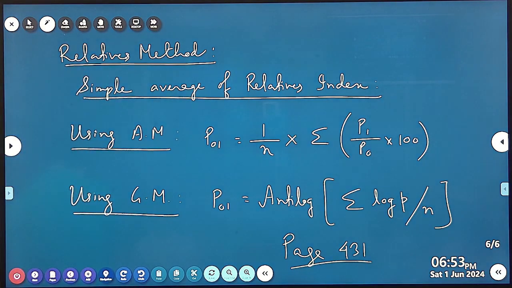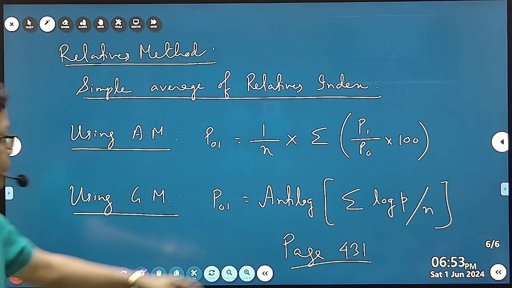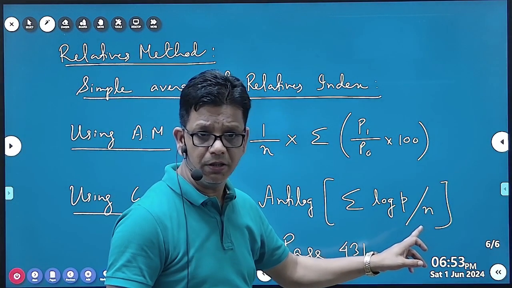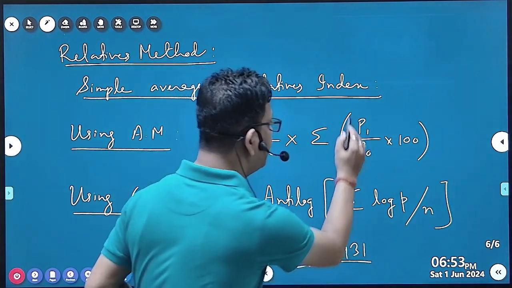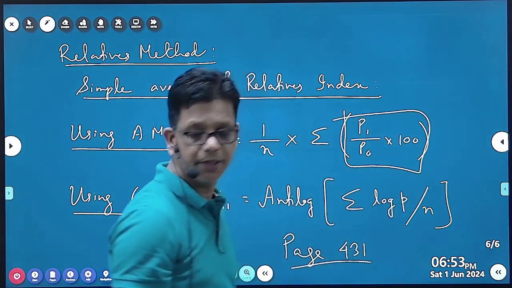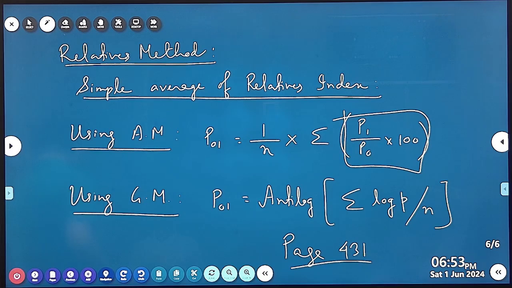Come back to the formula. In the book itself, I didn't mention this over there. P is P1 by P0 by 100. So this P, have we got it now? This P, the entire thing, is taken as P. That means your third column, price relative, is actually P. Could you understand?